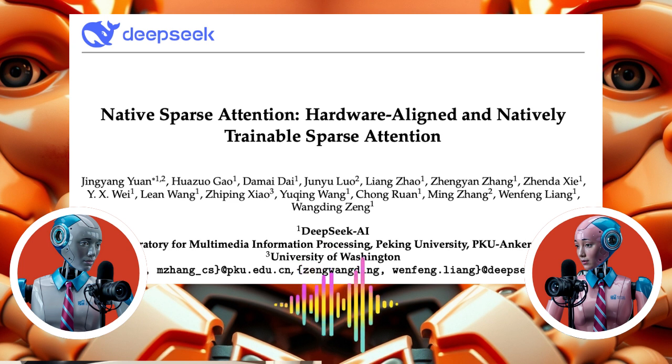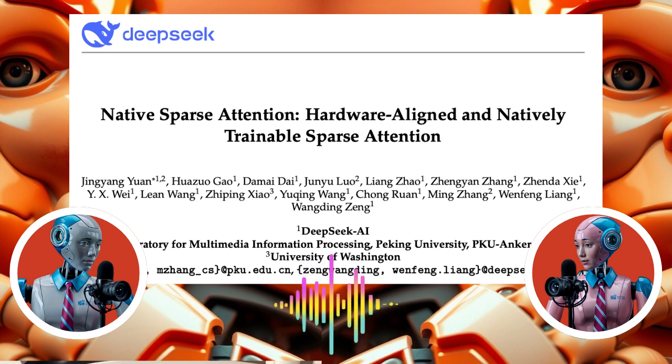Really interesting. Okay, so now let's get into the nuts and bolts. How does this all work? Think of it in 3 parts: token compression, token selection, and a sliding window. Okay. So first, token compression. It's like making a summary of a long text. NSA groups chunks of information together to get the big picture. Like reading the chapter titles of a book before diving in.